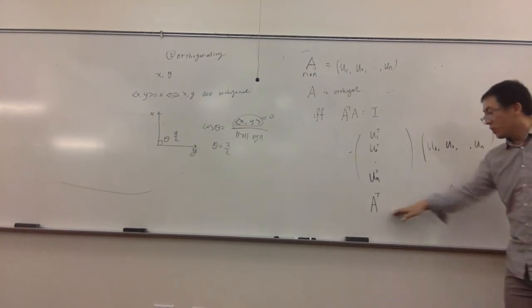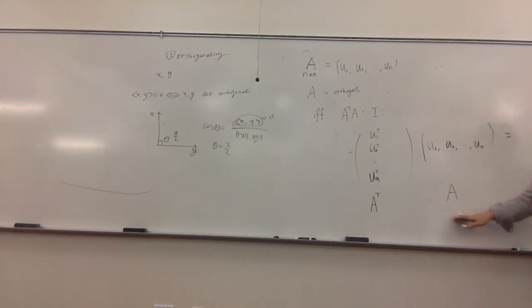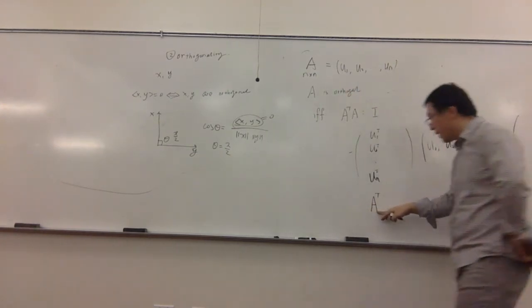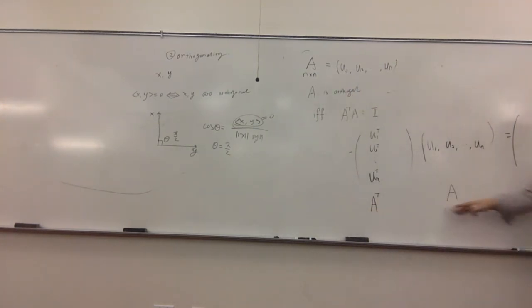So first, A transpose multiplying with A will end up with an n by n matrix, right? Because A is n by n, A transpose is n by n, and the multiplication will be an n by n matrix. So then, how can we compute each element in this product?